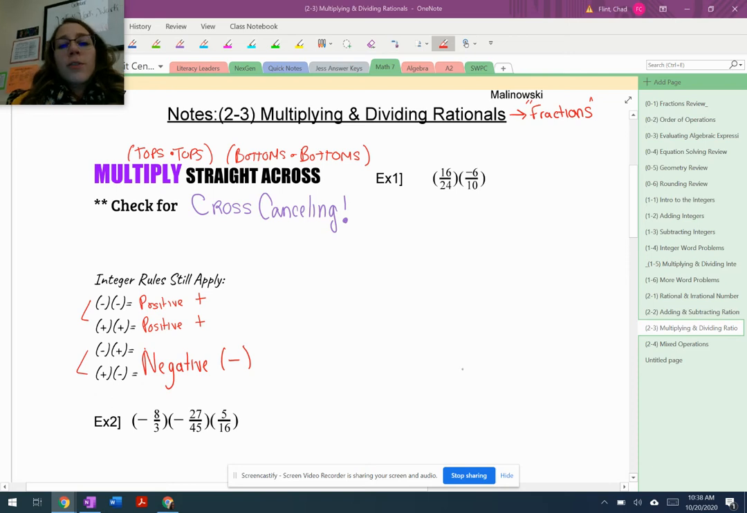Right, notes for 2-3, Math 7. This is example number 1. So we're going to do that multiplying straight across, and we are going to check for that cross canceling.